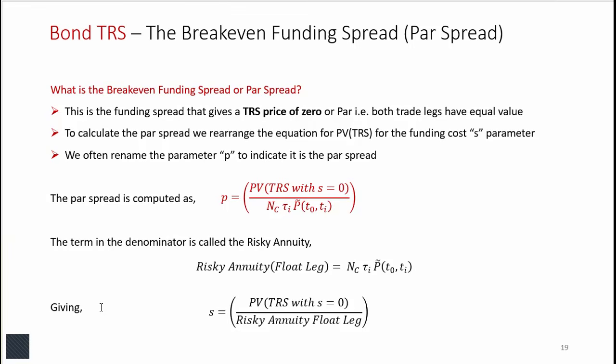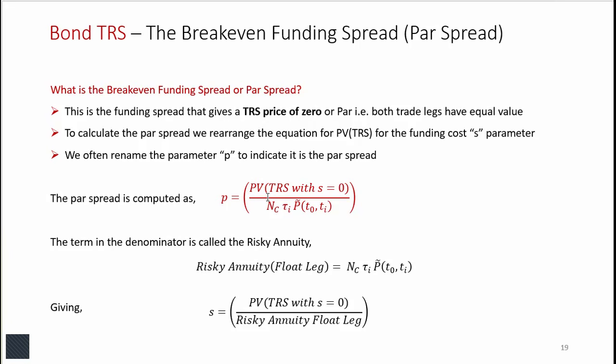And so we're able to calculate the break-even spread as the PV of a TRS with the spread of 0 divided by the risky annuity of the float leg, which is this term here. So that's some mathematical background there. We can use this formula to calculate the par spread. The arranger of the TRS may add some small adjustment on the spread just to add commission, but the fair break-even spread is calculated this way.